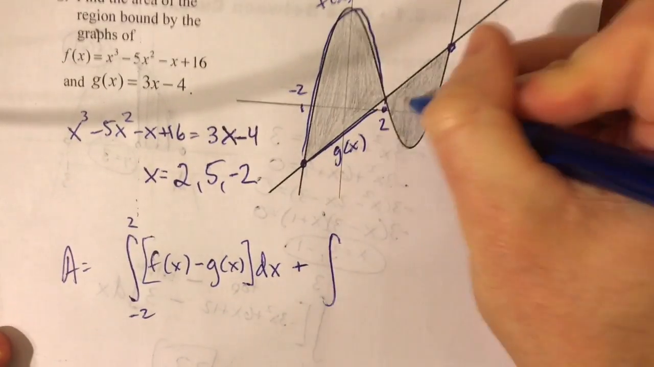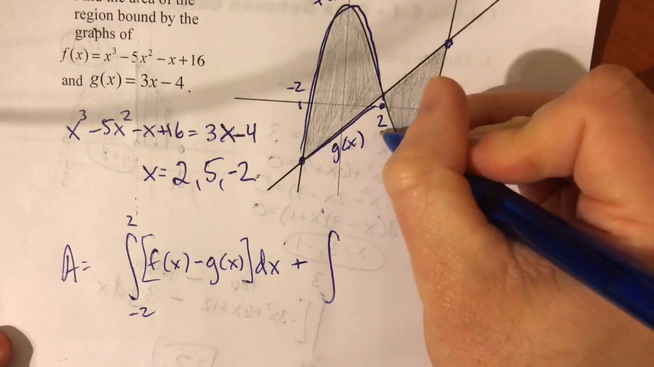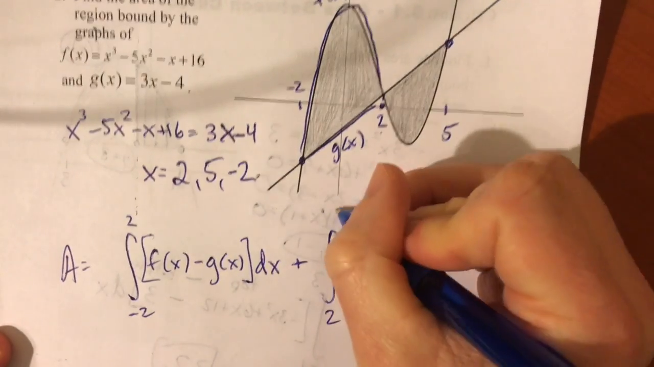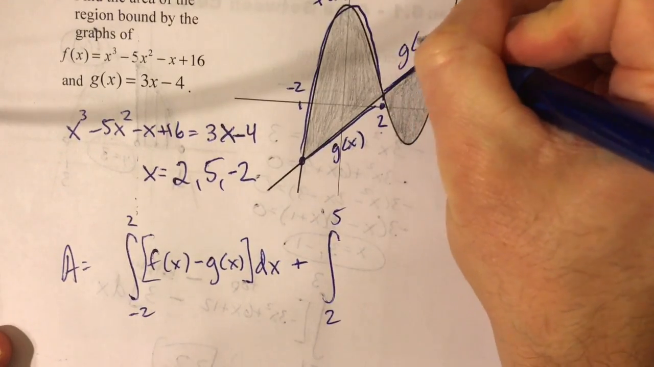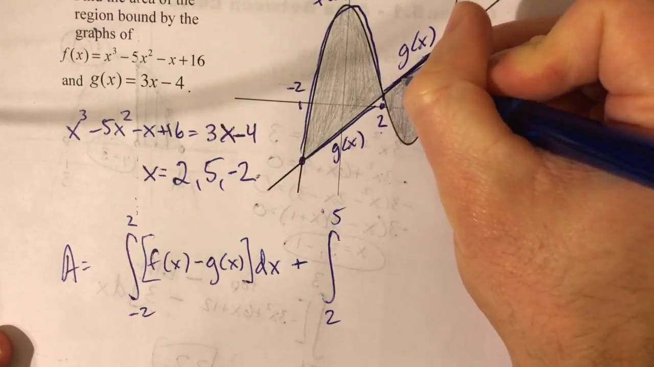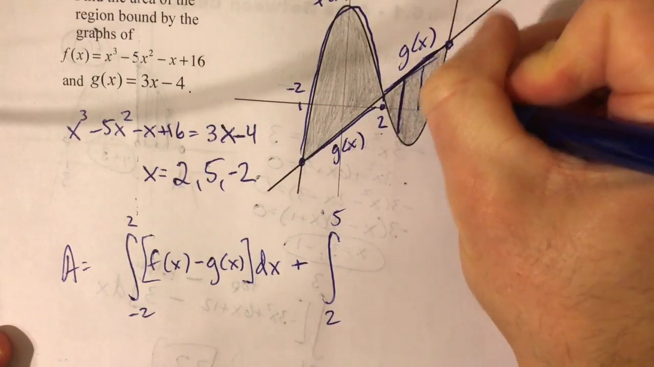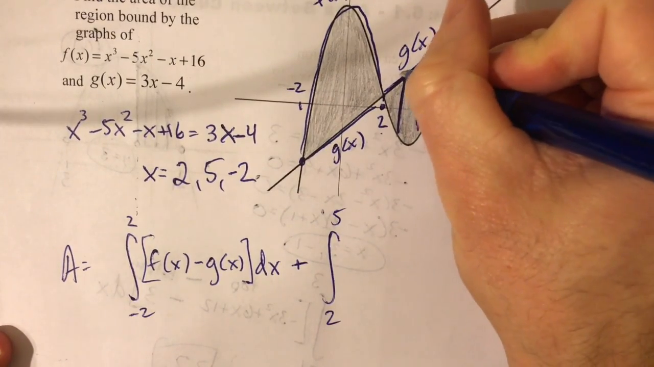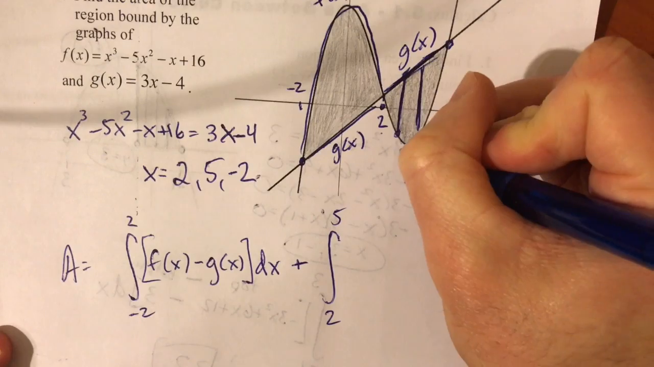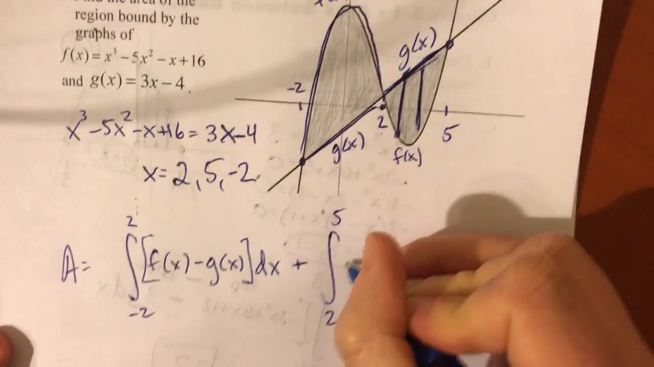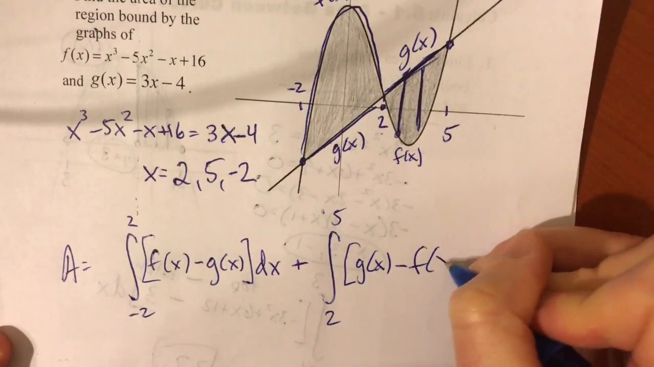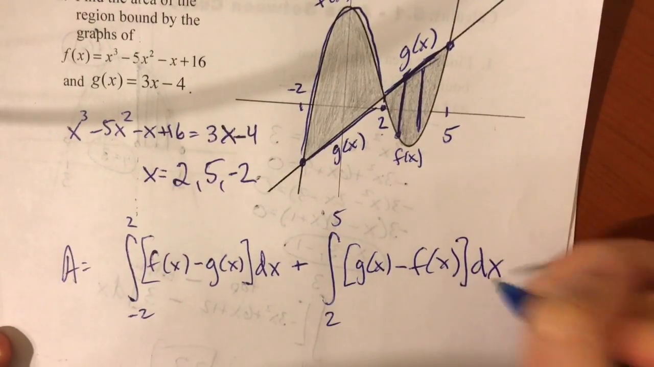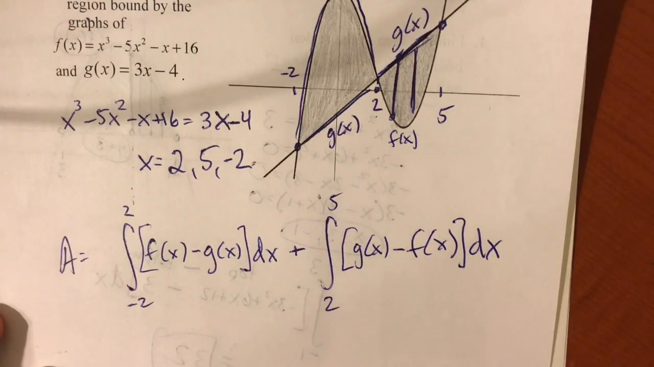plus the area of this region. And that region goes from 2 to 5. And the only difference is that they have flip-flopped as far as which one is the upper boundary. Now in this region, anywhere I draw a vertical line segment, the upper boundary is g of x and the lower boundary is f of x. G of x minus f of x dx, and now we'll use the calculator to get these values.